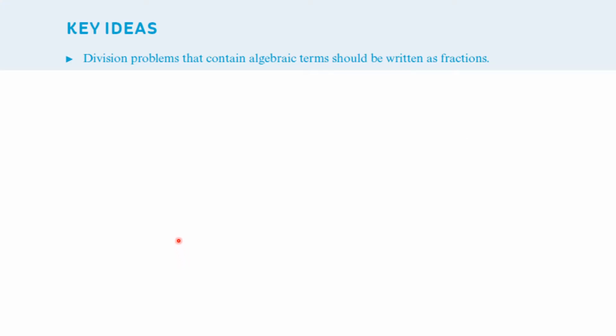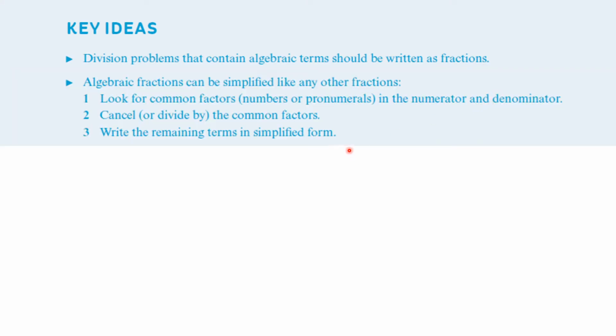So we're going to just go through some key ideas. Division problems that contain algebraic terms. The best way to work with these is to write them as fractions. So we look for some things to help us simplify. The first thing we look for is any common factors. Could be numbers or pronumerals or both in the same question. And we look at the numerator and the denominator to see where we have anything that's common.